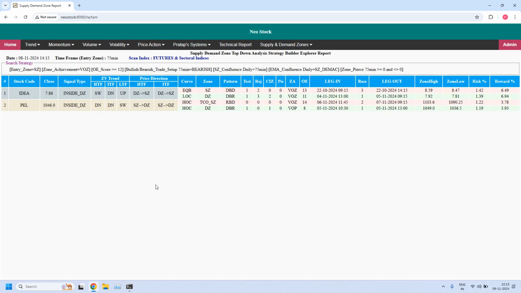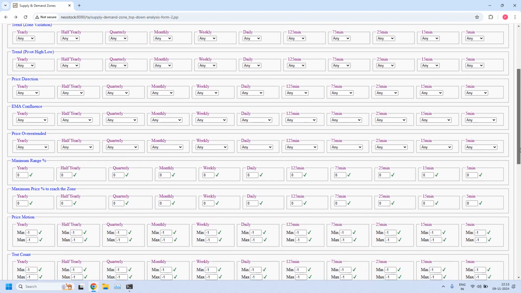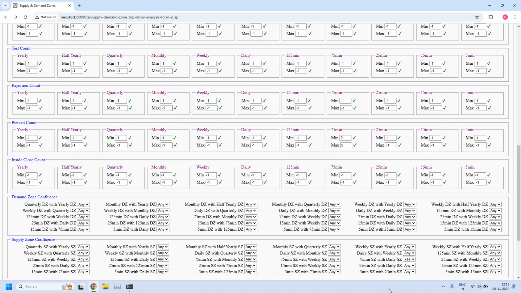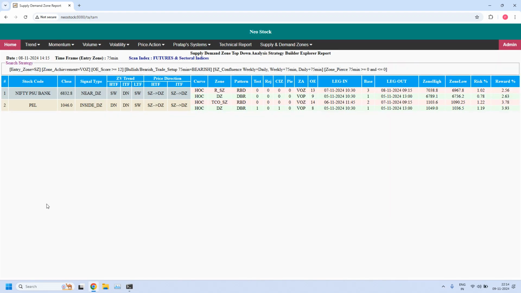Okay, next let us look for LTF, ITF, HTF supply zone confluence. Removing this EMA filter, LTF, ITF, HTF, that is 75 minutes, daily and weekly supply zone confluence. We need to set 3 filters. First filter is already enabled, that is 75 with daily. Next, 75 minute supply zone with weekly supply zone confluence. Daily supply zone with weekly supply zone confluence. With all the 3 filters, we get LTF, ITF, HTF supply zone confluence stocks. Two stocks are filtered.